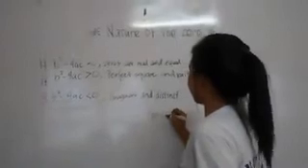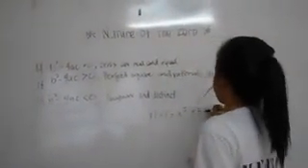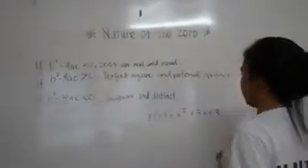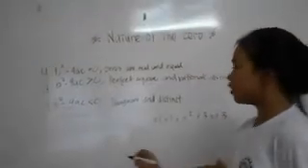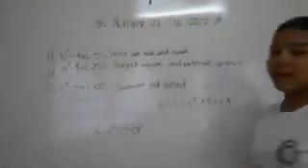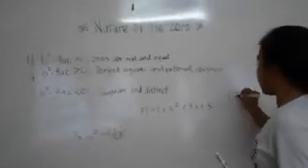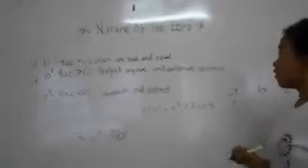f of x is equal to x squared plus 3x plus 3. We will find the discriminant here. So we will use the value of D. D is equal to b squared minus 4ac. But before that, we will find first the a, b, and c. So here a is 1, your b is 3, and your c is 3.